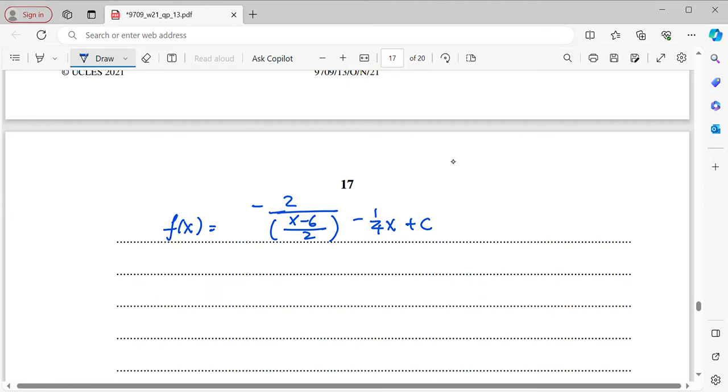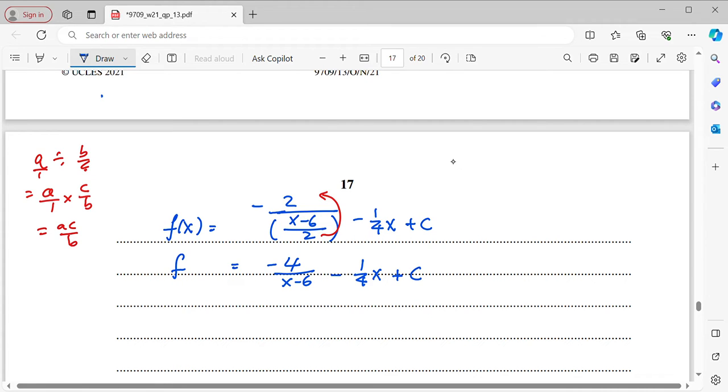So then use the formula A divided by B over C. This is A over 1. That means it's A over 1 times C over B, which is AC over B. So the C here will be moved up. That means this 2 will be moved up. Okay, then I will be getting minus 4 over x minus 6, then minus 1 over 4x plus c. Then this is my f(x).